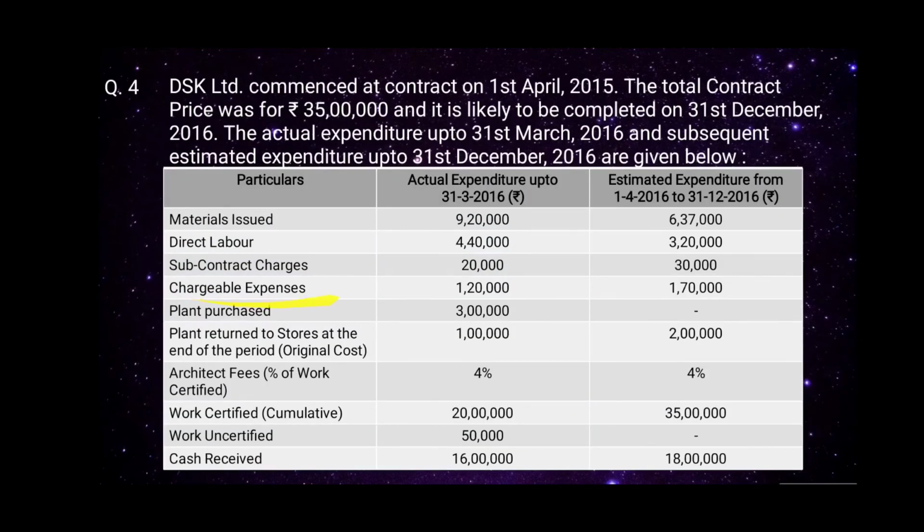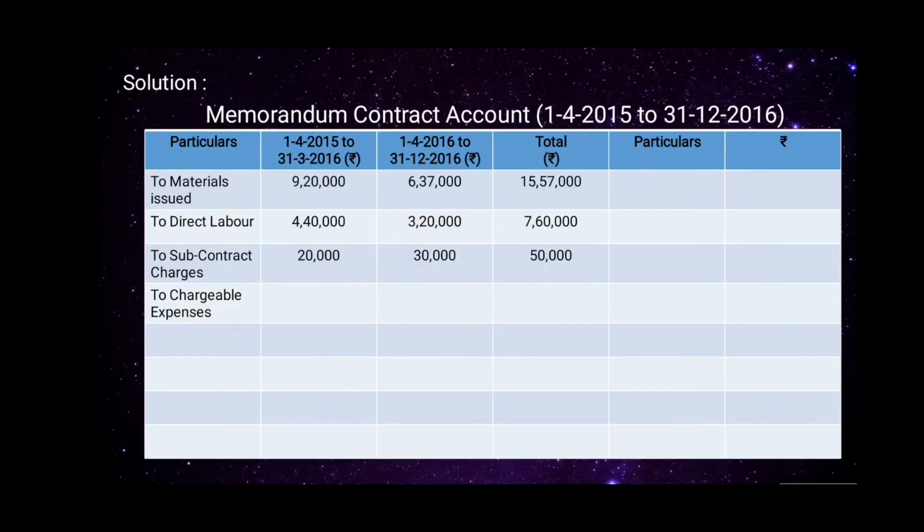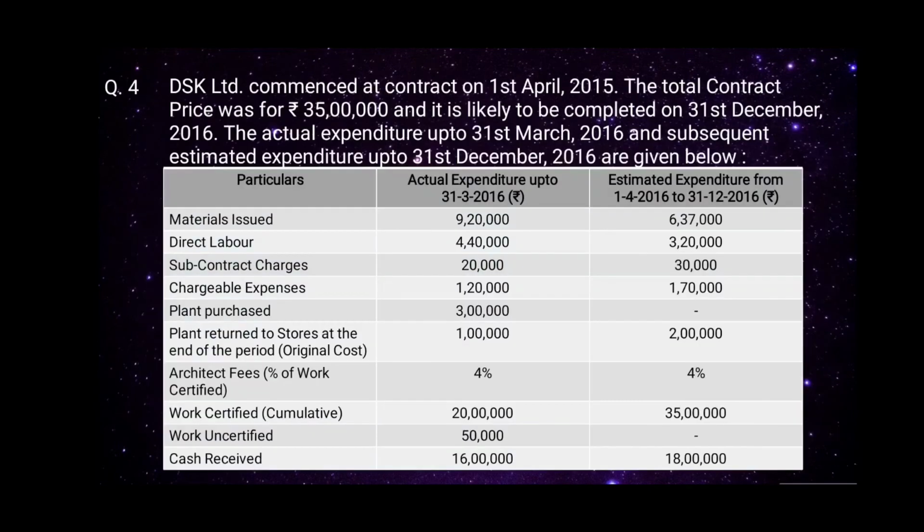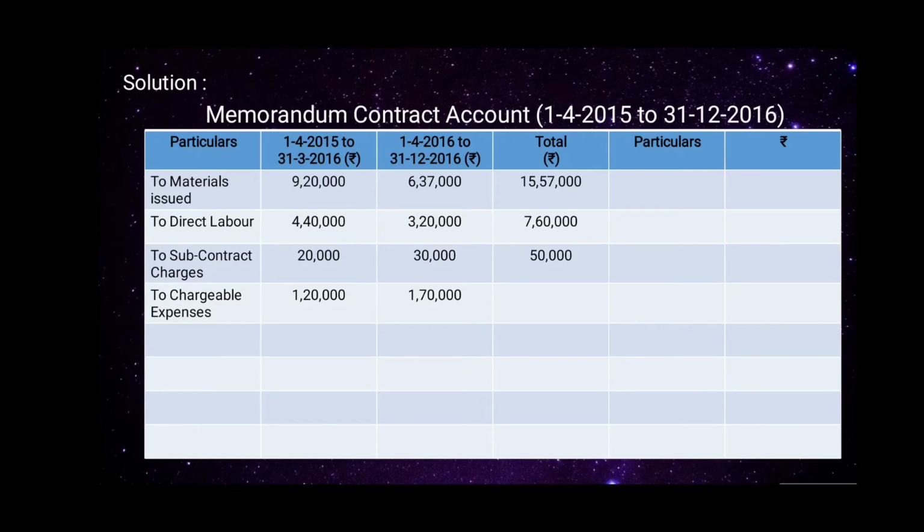Next is chargeable expenses. For actual expenditure amount is 1,20,000. So we'll record it to chargeable expenses amount is 1,20,000. And for estimated expenditure amount is 1,70,000. So we'll record it 1,70,000. So the total amount will be 2,90,000.